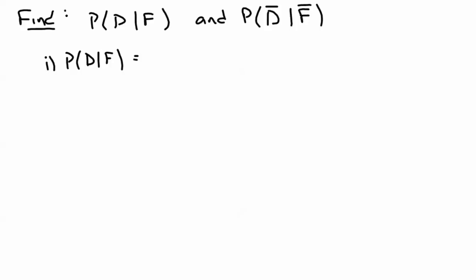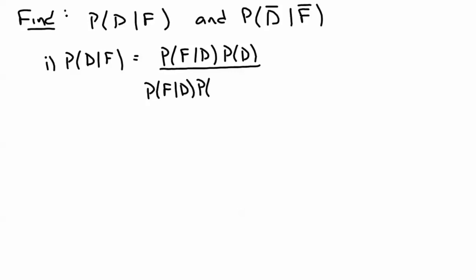Probability that it's defective if it fails the test using Bayes' theorem is probability that it fails given that it's defective times the probability that it's defective, divided by probability that it fails if it's defective times the probability it's defective, plus probability that it fails given that it's not defective times the probability that it's not defective.